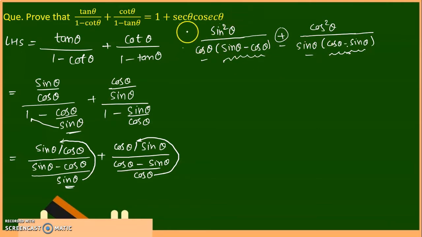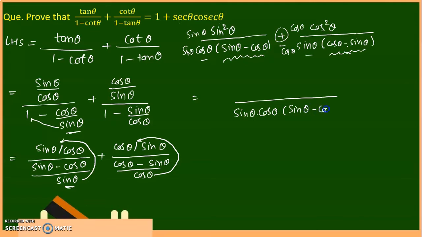So if you multiply and divide this with sine theta and this with cos theta, then the LCM becomes sine theta multiplied by cos theta into sine theta minus cos theta, and in the numerator it becomes sine square theta into sine theta, that is sine cube theta. This plus sign becomes minus, and here cos theta into cos square theta, that becomes cos cube theta.